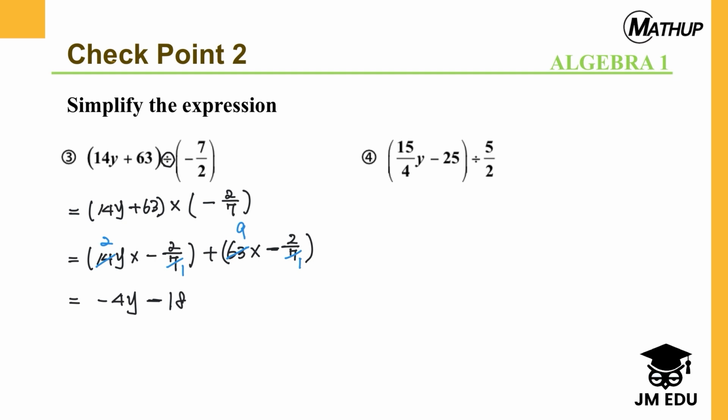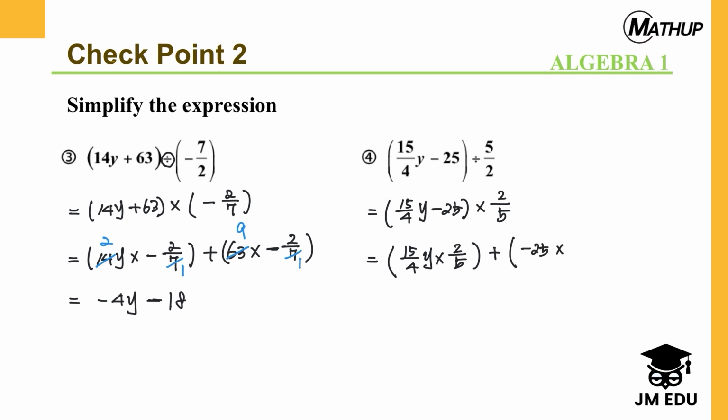Number 4, we have a division sign again, right? So number 4 is equal to 15 over 4y minus 25 times, we have to switch these two numbers, 2 over 5. So that is equal to, now we're going to apply the distributive property. 15 over 4y times 2 over 5 plus negative 25 times 2 over 5.